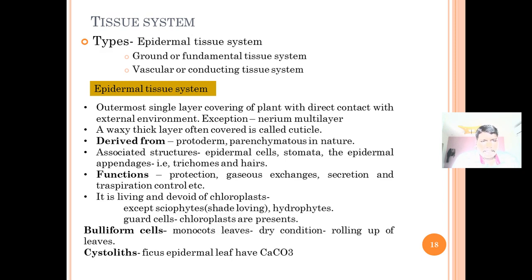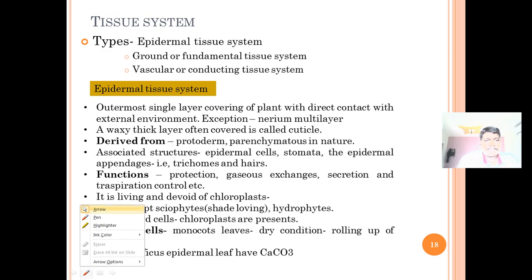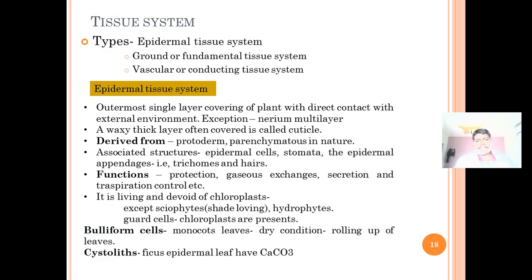Next, epidermis doesn't possess any chloroplast, but some cells do. For example, guard cells have chloroplast. Another exception is sciophytes, which are shade loving hydrophytes. In these you may find chloroplast.